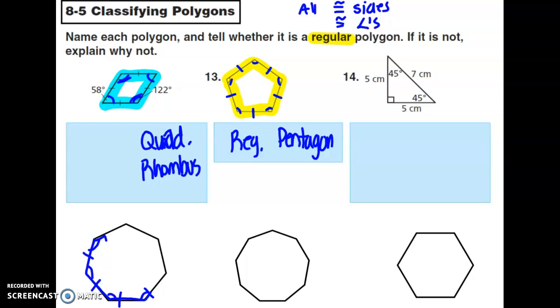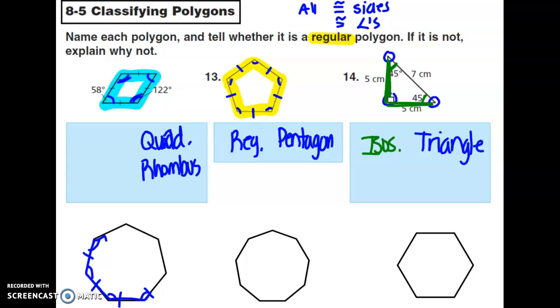On the third one, we have a triangle. I know it's a triangle because it has 3 sides. As I notice right now, I've got one angle that is a right angle. I know I've got 2 angles that are acute angles, so I know it's not a regular triangle. The fact that there are 2 sides the same length right here, and these 2 angles are also congruent, is going to tell me that it is actually an isosceles triangle.